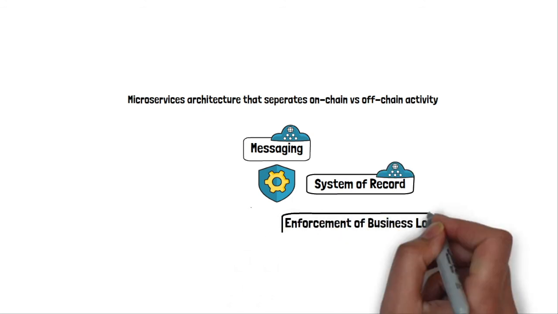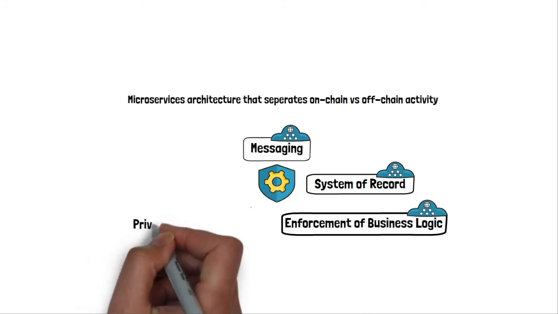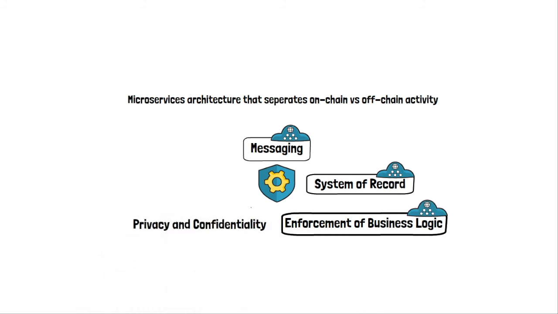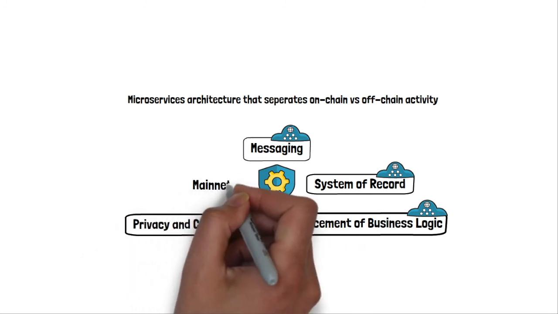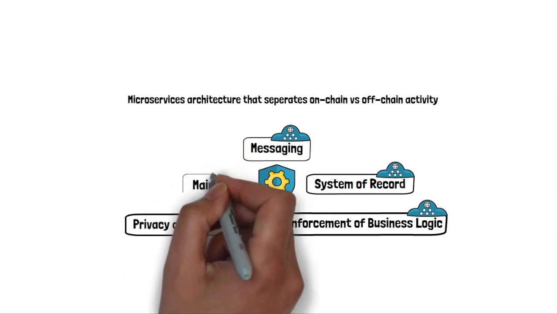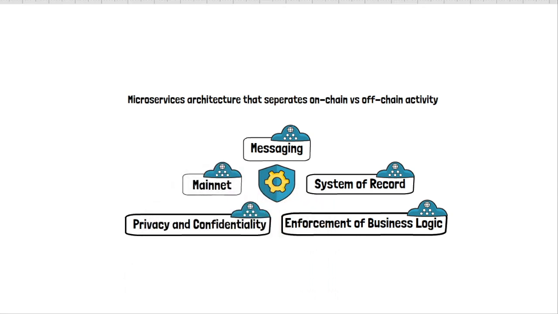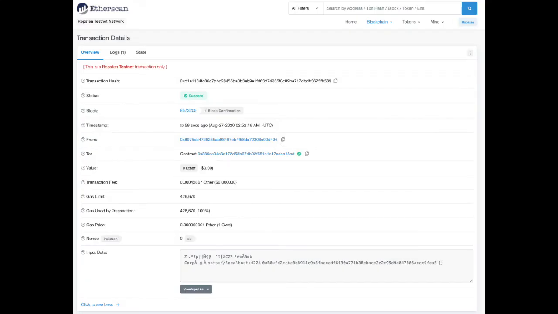You have enforcement of business logic, and then you have the privacy and confidentiality, which is also sitting in its own separate cloud instance. And then you have the blockchain mainnet, which is also sitting in its own client, separated from the rest. So the information is actually stored in your own systems, in your own cloud, and the only thing that you're writing to the mainnet is nothing but a hash. Going on to the next slide.